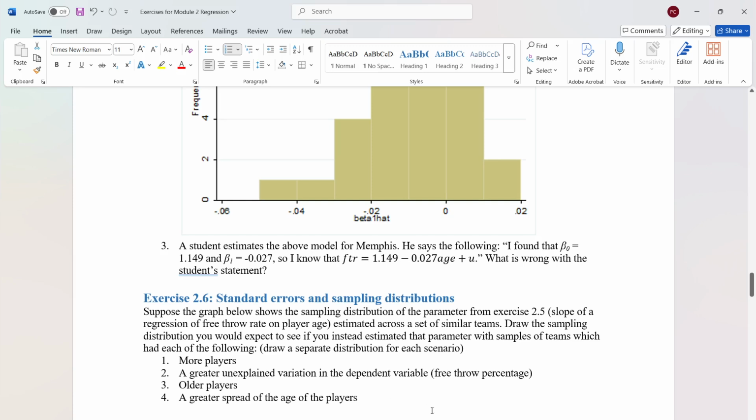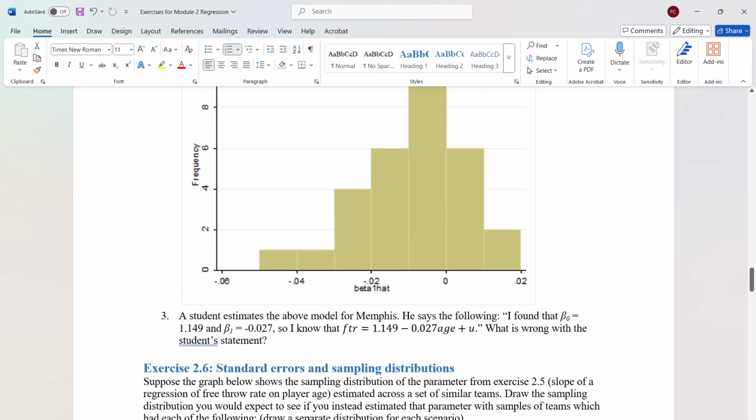Remember, there are three magical things that will affect the sample standard error of the coefficient. A student estimates the above model for Memphis. He says the following: I found that beta 0 is equal to 1.149, your intercept, and beta 1 is equal to negative 0.027, so I know that FTR is equal to 1.149 minus 0.027 age plus an error term. What is wrong with the student's statement?